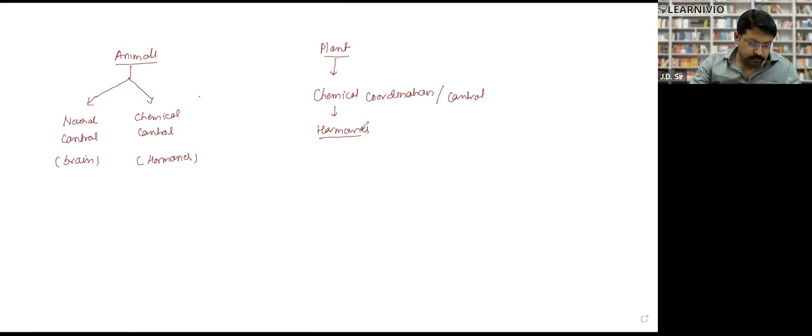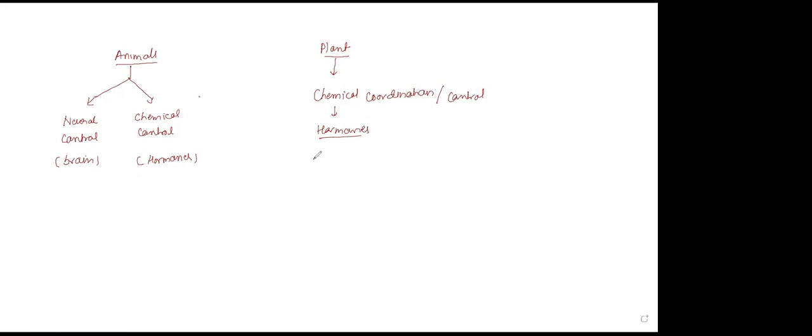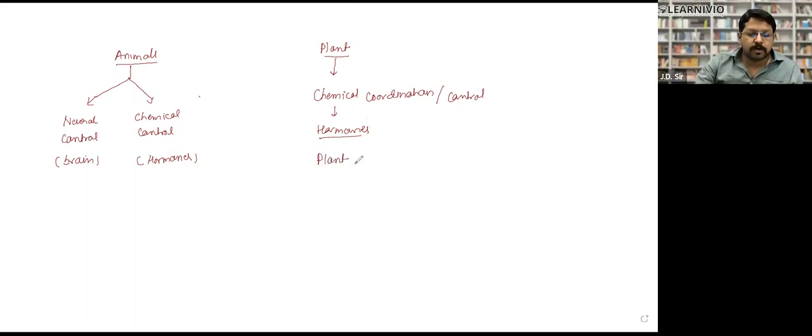Clear? So what do we call plant hormones? There is a special term for plant hormones. We call them phytohormones. Phyto means plant. So the plant body is controlled by phytohormones, right? Clear?